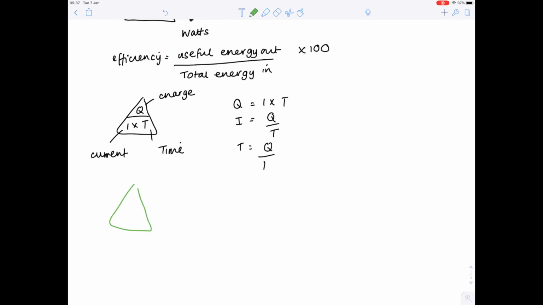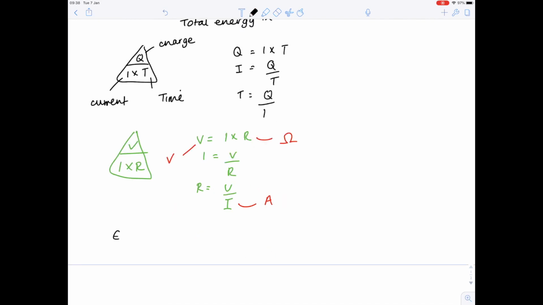A second equation you'll need to know is VIR, or 'vets in rain', as I used to remember when I was doing my exams. That tells me that voltage or potential difference is current times resistance. Current is voltage divided by resistance. Resistance is voltage divided by current. In terms of your units, the unit of resistance is ohms. The unit of voltage is volts. The unit of current is amps.